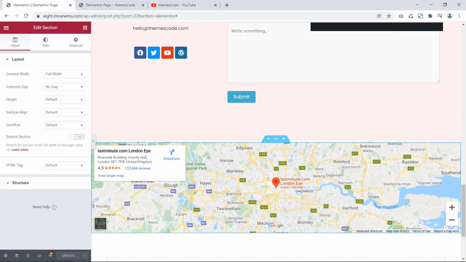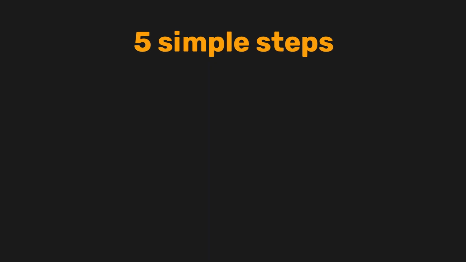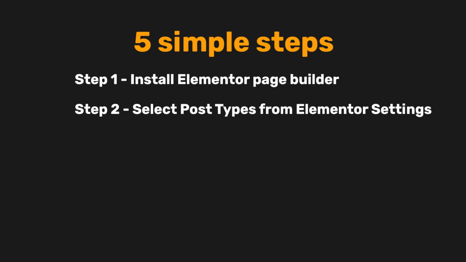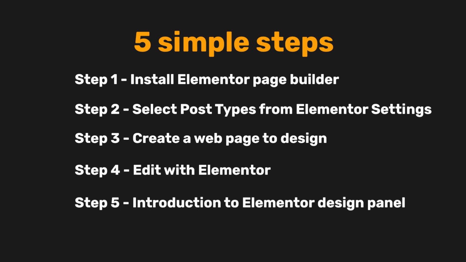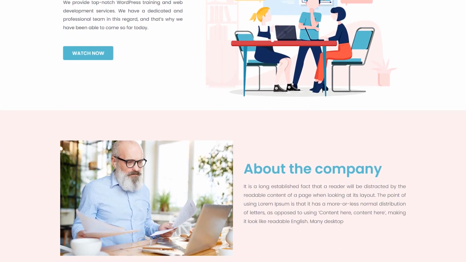In this short video tutorial, I will design a page with Elementor in 5 simple steps. Step 1. Install Elementor Page Builder. Step 2. Select post types from the Elementor settings. Step 3. Create a web page to design. Step 4. Edit with Elementor. Step 5. Introduction to Elementor Design Panel. Step 6. Design with Elementor. So, let's start designing a web page using the Elementor Page Builder.